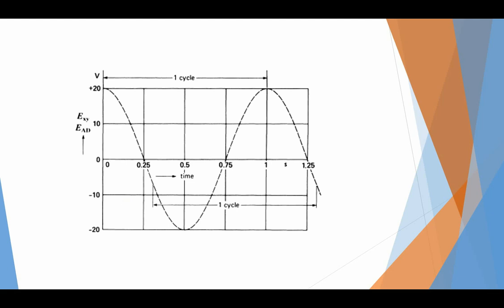This is the generated EMF. Its maximum point is plus 20 volt, negative is minus 20, and it is alternating in nature. Its direction changes after every half cycle. There is a positive side and a negative side, as we already discussed in alternating voltage or AC voltage that we have studied.